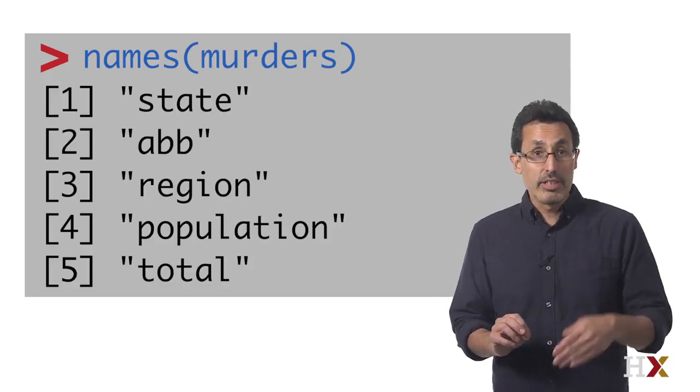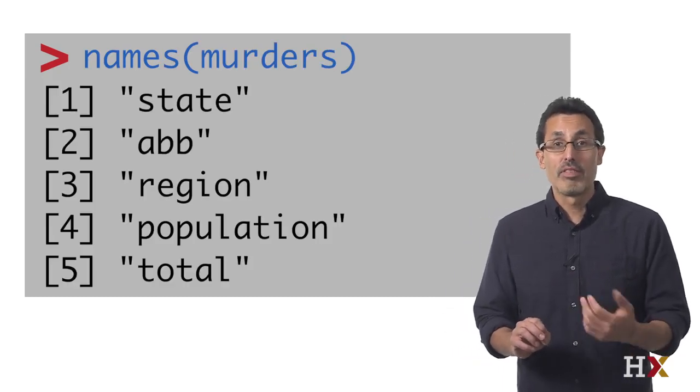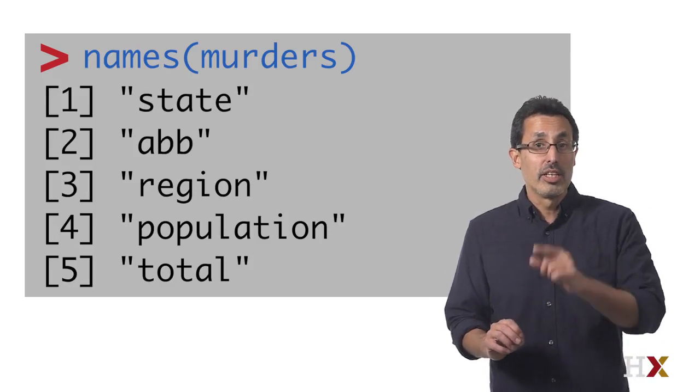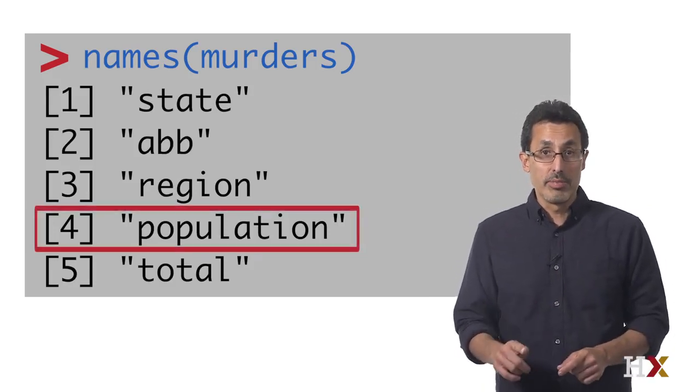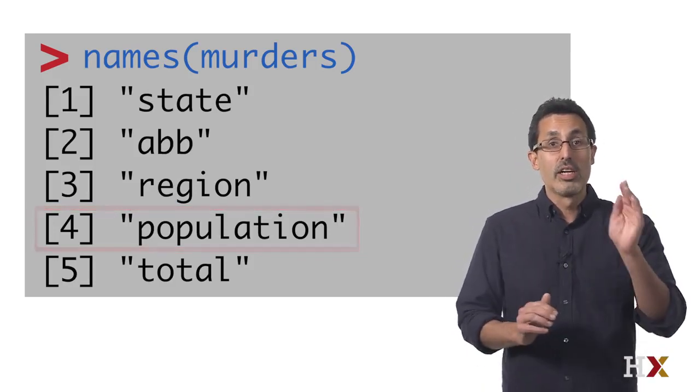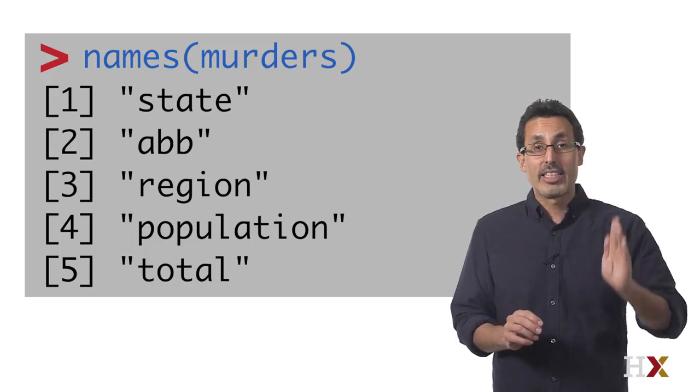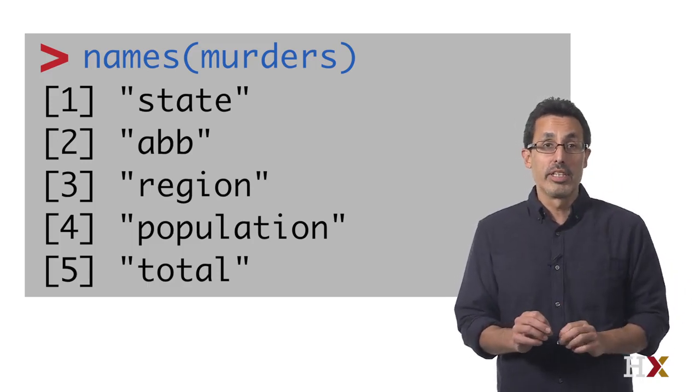But how did we know to use the character population? Above, when we used str to reveal the structure of the object, we saw the names of the columns. We can also get the names of the columns using the names function. names(murders) tells us the 5 names of the 5 columns. So we can see the population is one of those names. So we can use the accessor combined with those names to access any of the columns in the data frame.